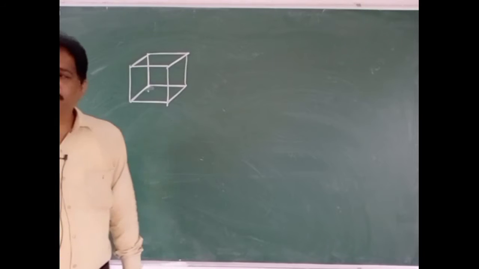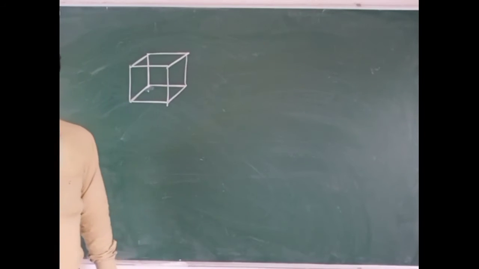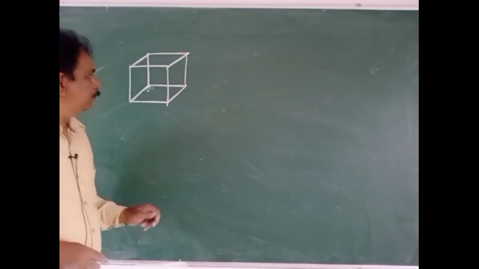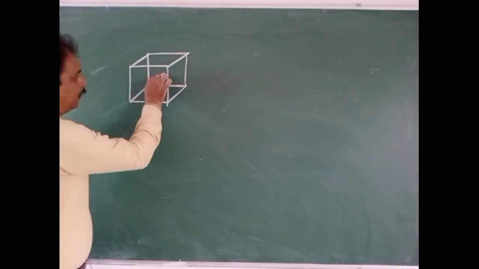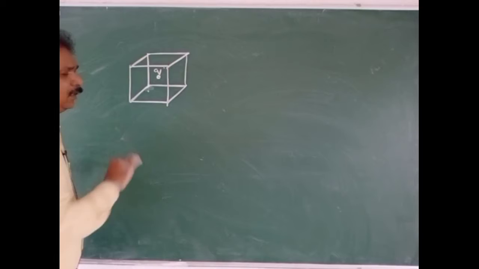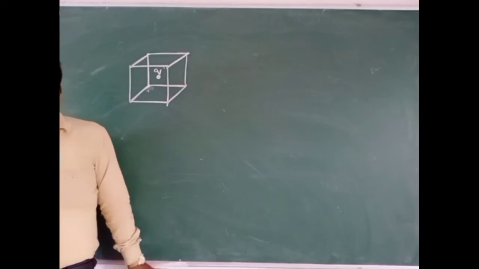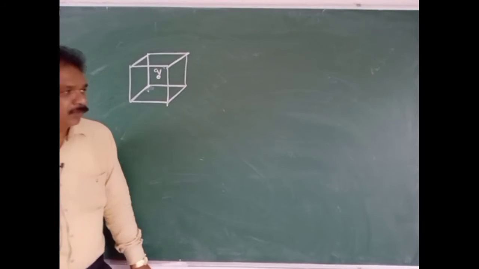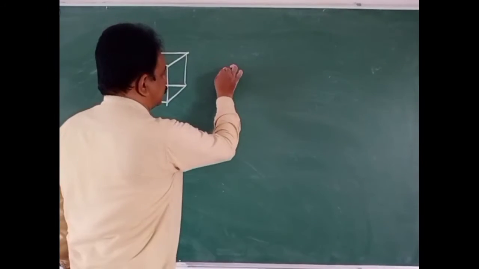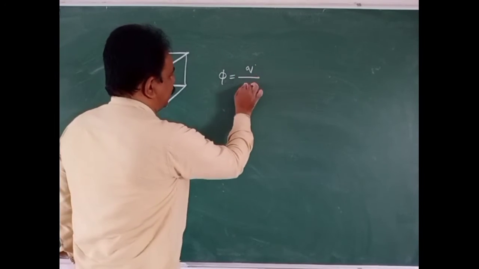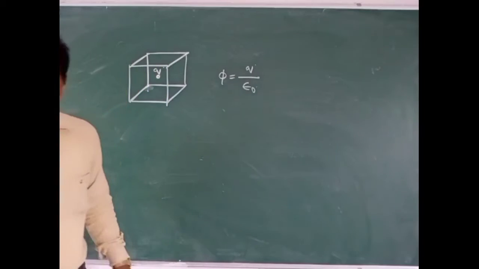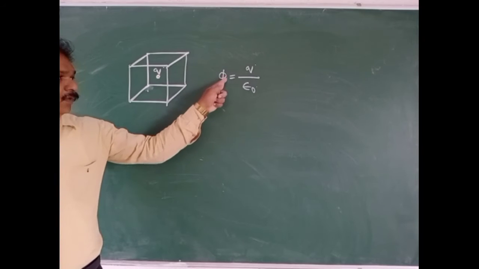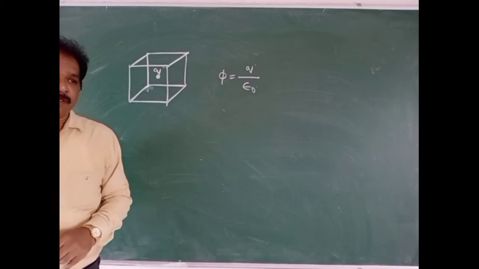There is a cube. How many faces will a cube have? 6 faces will be there. Totally 6 faces for a cube. Inside the cube, anywhere, a charge Q is placed. Then what is the flux coming from the cube? Flux is equal to the charge in the cube divided by epsilon naught. The total flux coming from the cube will be equal to Q by epsilon naught.